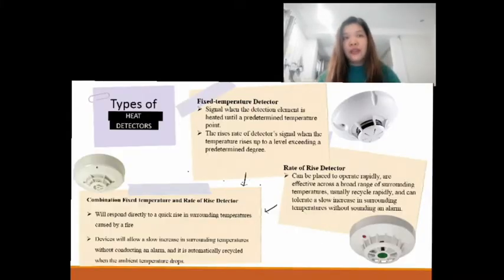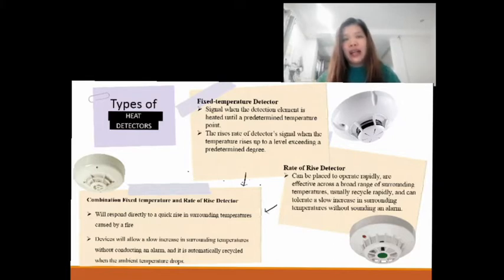There are three types of heat detectors. There is the fixed temperature detector, the rate of rise detector, and the combination of fixed temperature and rate of rise detector. Fixed temperature detectors signal when the detection element is heated to a predetermined temperature point.